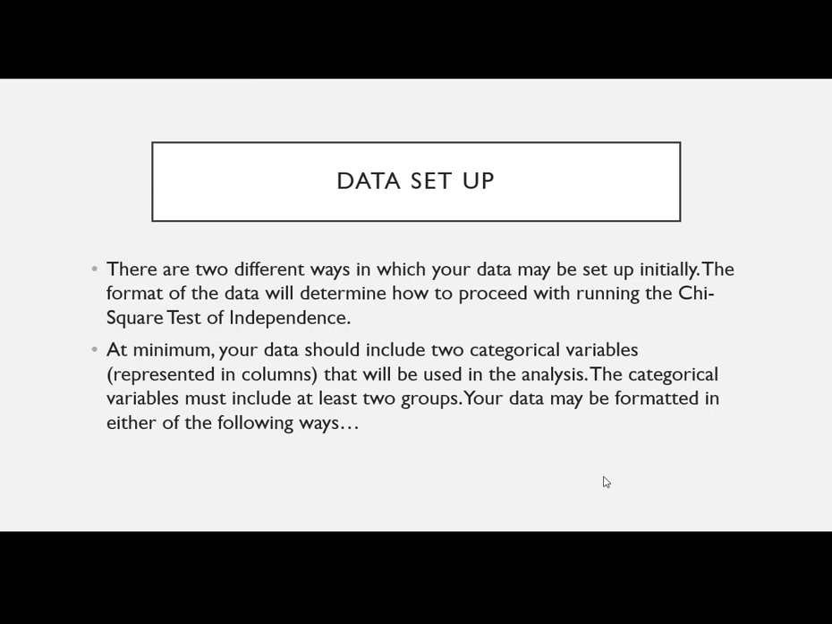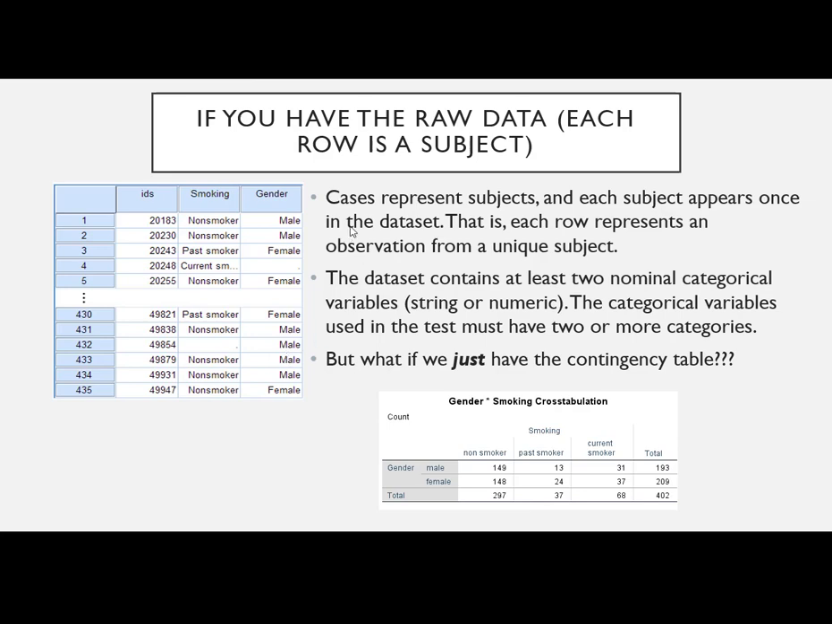The format for the data will determine how to proceed with running the chi-square test of independence. At minimum, your data should include at least 2 categorical variables represented in columns that will be used in the analysis. The categorical variables must include at least 2 groups, and your data may be formatted in either of the following ways. So if you have the raw data, so each row is a subject, this is the way it'll come off in Qualtrics.